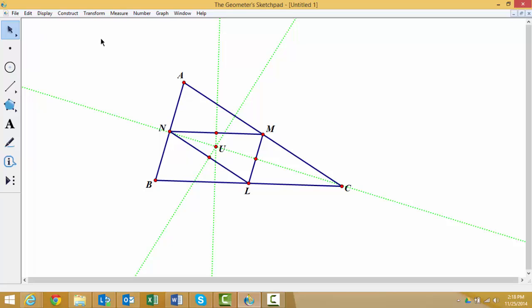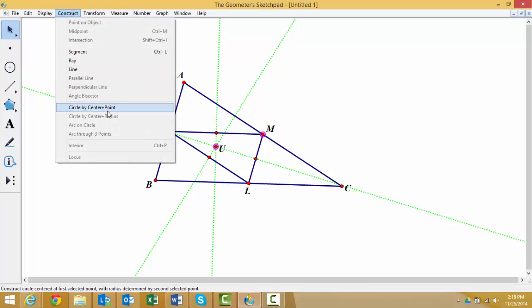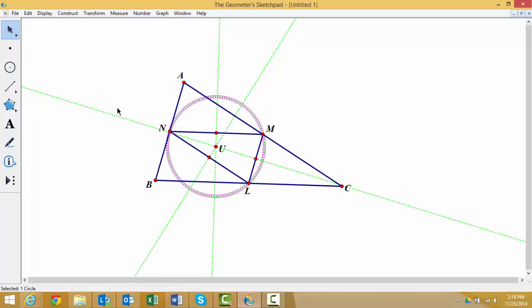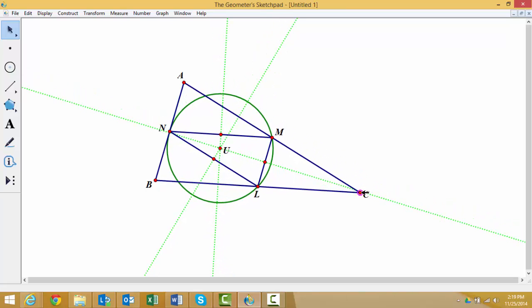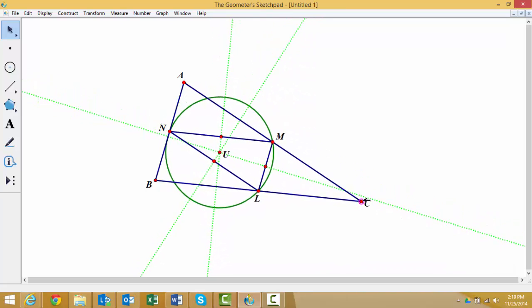So now the center of the 9-point circle is this U, and the circle passes through M. So I'm going to unselect everything, pick U, and then pick M, and then construct circle. Okay, so the circle, I want the solid line. Now you see that whenever I move the triangle, the circle always passes through LMN. You can see that, right?